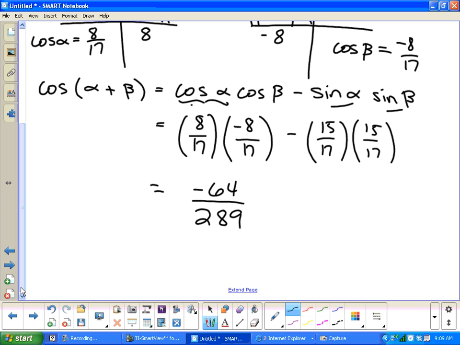Now, I'm not sure if that's going to reduce or not. But one thing that I'm going to stay away from is reducing that fraction. You don't want to reduce that fraction, and I'll show you why in just a second. And it's going to be minus 15 over 17 times 15 over 17, which will be 225 over 289. Now, can you see maybe why I'm going to caution you against reducing?